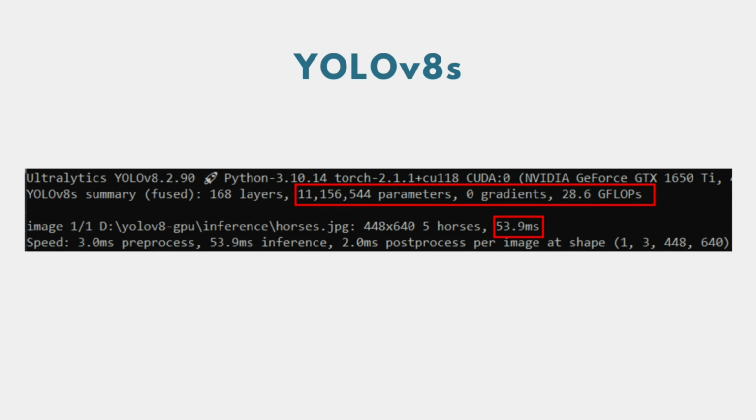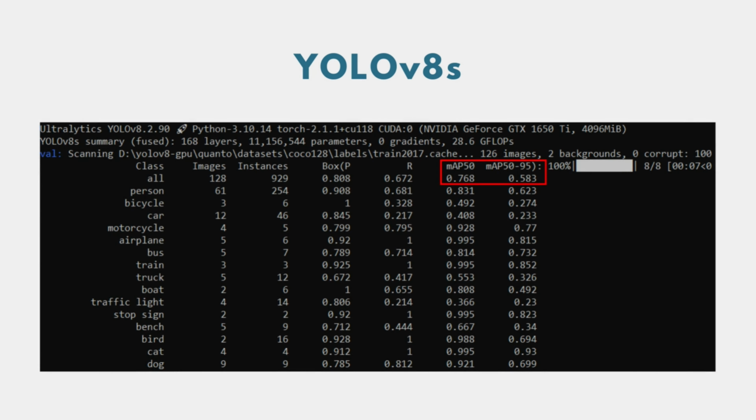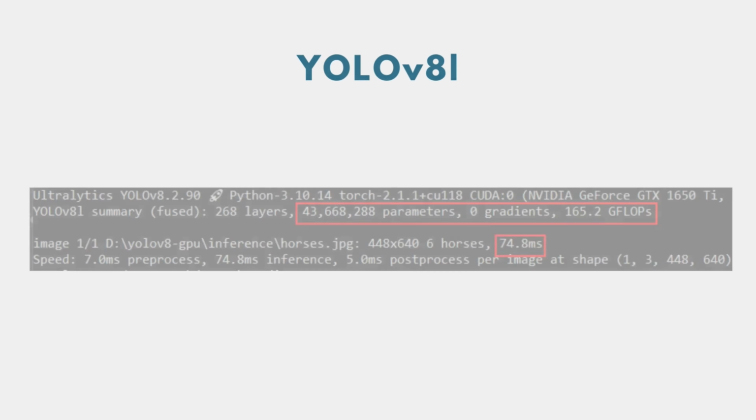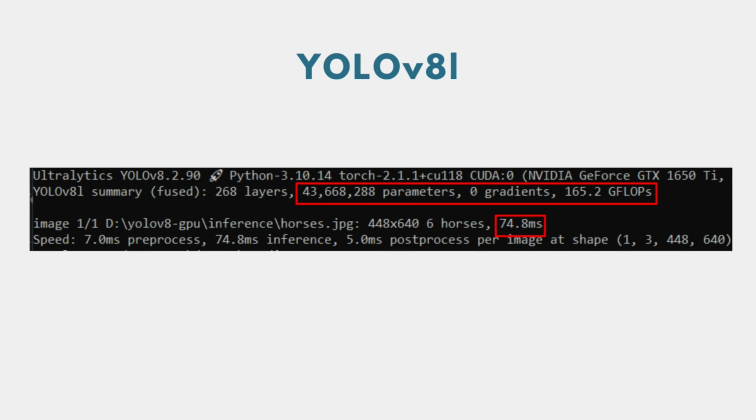Thus, YOLOv8S has a small architecture, which means it has fewer parameters and runs faster, but the accuracy is not too high. On the other hand, YOLOv8L has a larger architecture with more parameters, which makes it more accurate than YOLOv8M, S, and N. Unfortunately, the computational cost is higher, which makes the inference process slower.